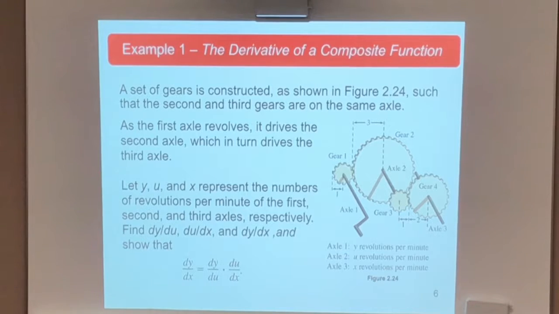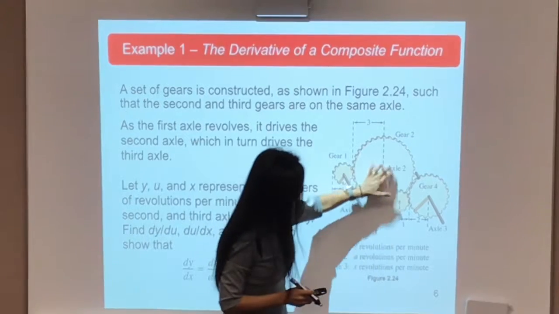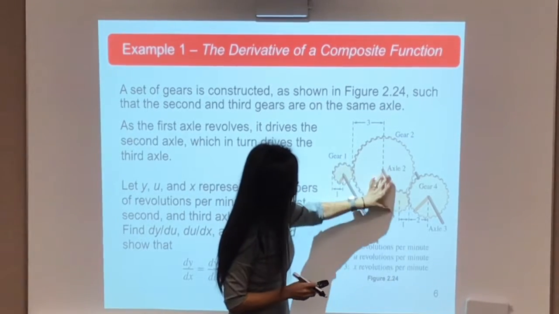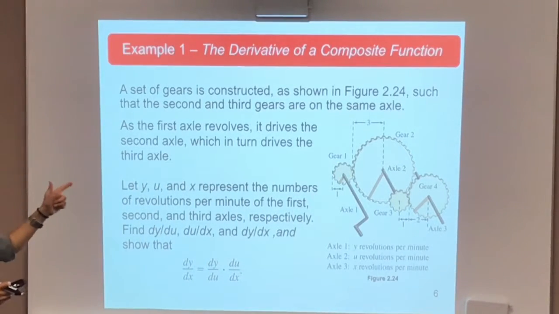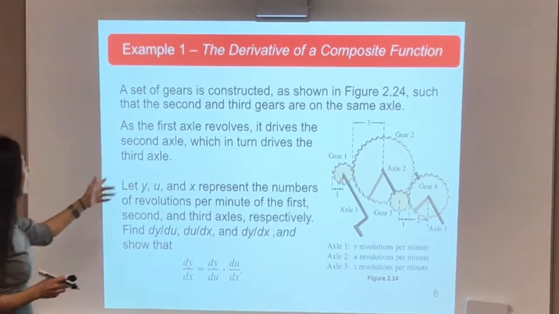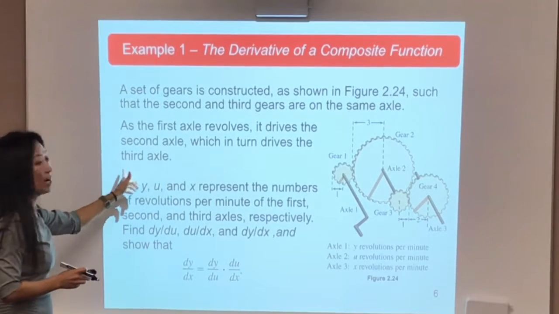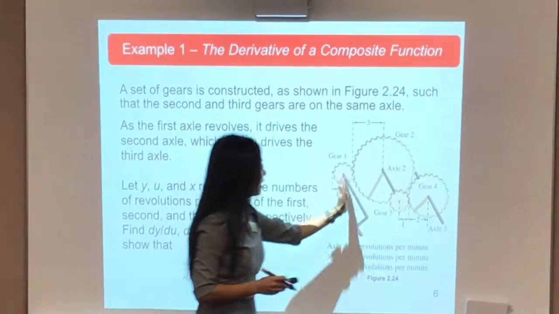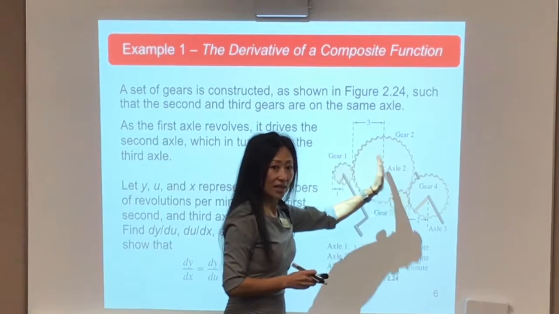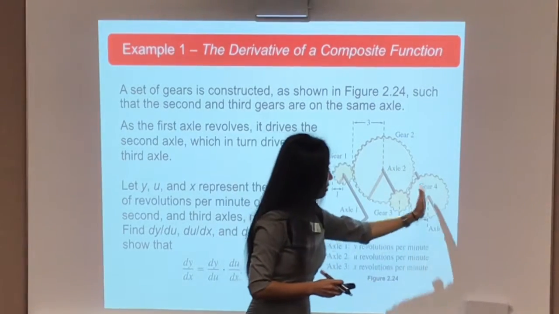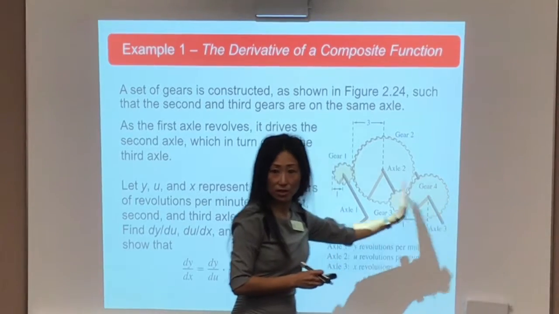So a set of gears is constructed as shown in figure 2.24, such that the second and third gears are on the same axis. Is everybody with me? The gear 2 and gear 3 are on the same axis. Are you with me, class? As the first axis revolves, it drives the second axis, which in turn drives the third axis. So the first axis has to turn the second axis, and the second axis helps to turn the third axis. You see the picture? All right.